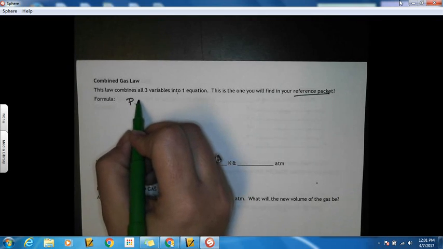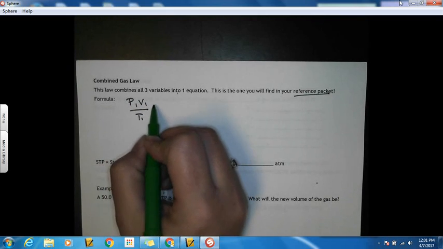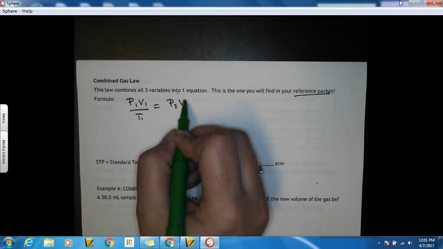Finally, we have what's known as our combined gas law. Our combined gas law puts all 3 variables into one equation. And this is the one that's in your reference packet. So if you look on your formula page, you will find this formula, P1V1 over T1 equals P2V2 over T2, right?